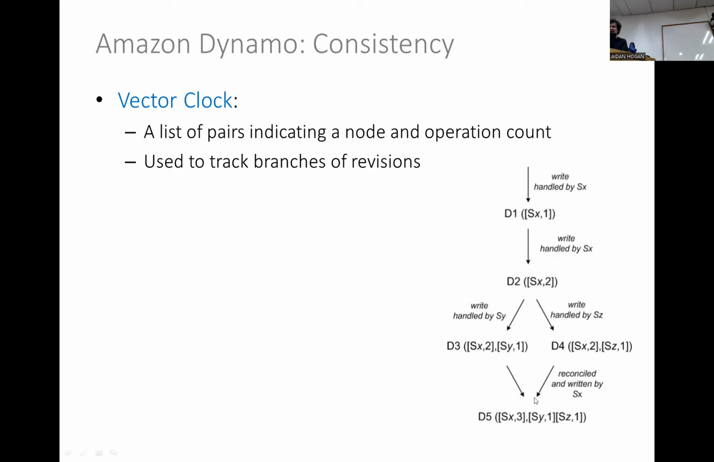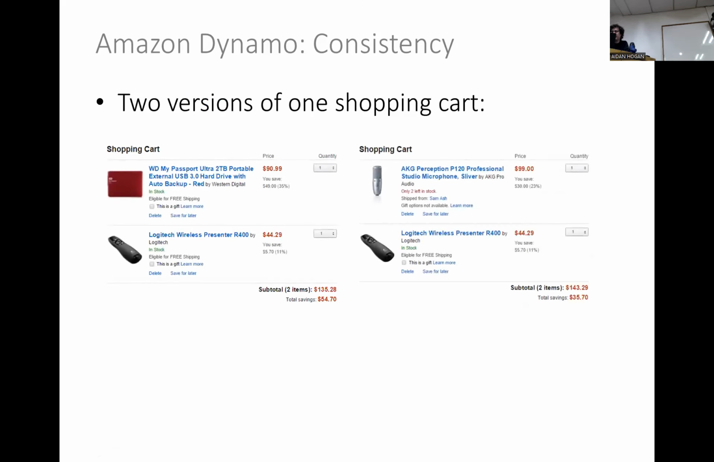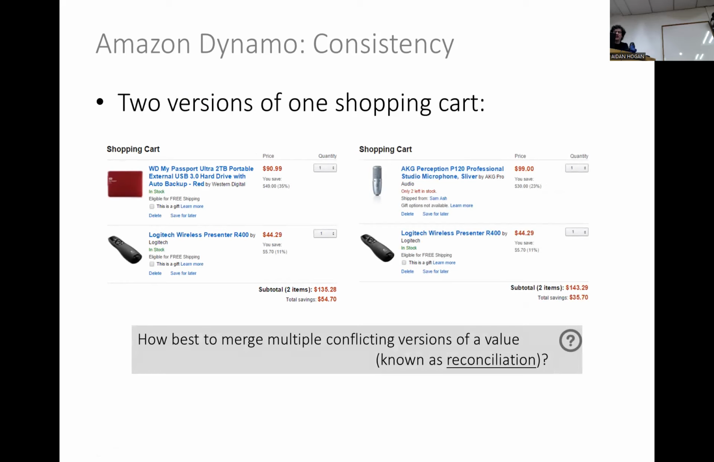And we could try to reconcile them by merging them somehow. So in terms of reconciliation and consistency, what would happen in this case? It could happen that we have 2 versions of one shopping cart because there was modifications in different parts of the distributed system. So here we have 2 shopping carts, and the question is, how should we merge these? How should we merge multiple conflicting versions of a value? For example, if D is our shopping cart here, and now we have 2 different shopping carts, what should we do?